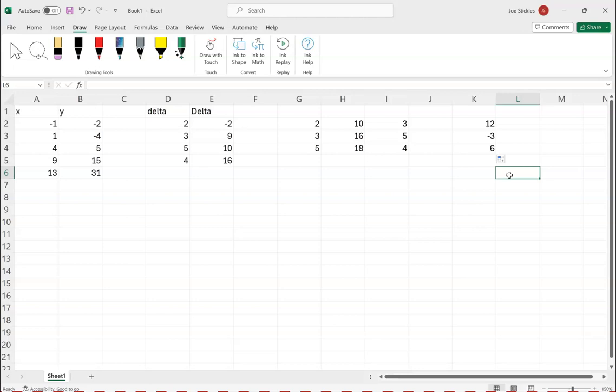Go back to the 10. What do you have? I was wanting to see G2. The G2 is just equal to D2.